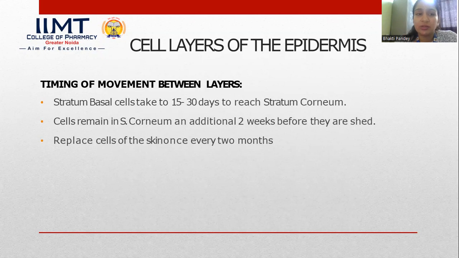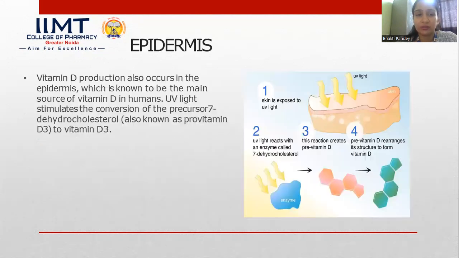Layers of the epidermis: timing of movement between layers. There is a timing for the movement of cells from the basale layer to the uppermost corneum layer. Stratum basale cells take about 15 to 30 days to reach the stratum corneum. Cells remain in the stratum corneum for an additional 2 weeks, and after that they shed off. The skin cells are replaced once every 2 months.